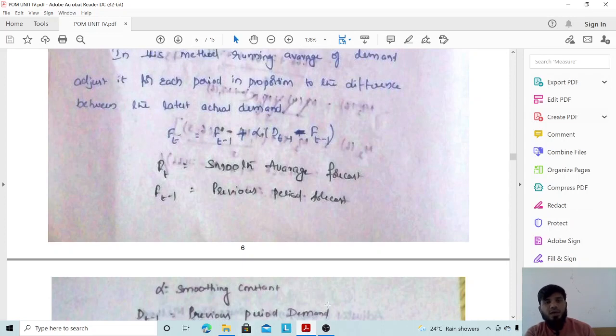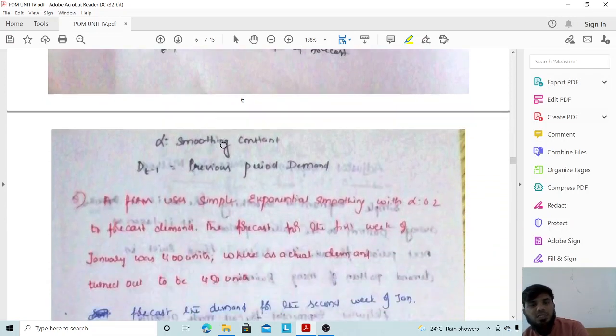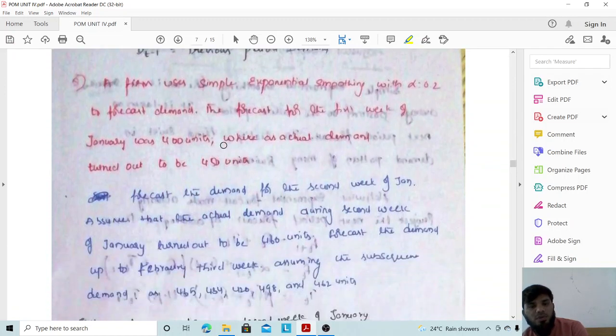For example, in yesterday's class we saw that Ft is equal to Ft minus 1 plus alpha into (dt minus 1 minus Ft minus 1), where Ft minus 1 is the forecast of the previous data, and alpha is your smoothing factor. That smoothing factor will be given to you. What smoothing factor should be used for a particular forecast will be given to you. Next, dt minus 1 is the demand of the previous time period, and Ft minus 1 is again the previous forecast. Using this, we solved one problem yesterday.